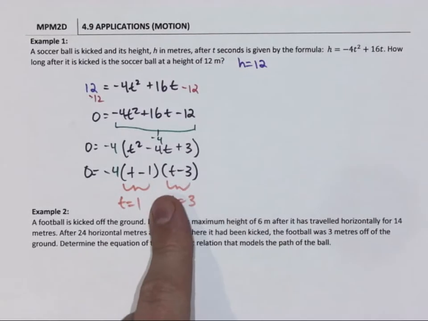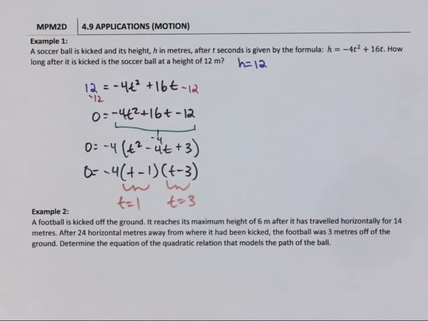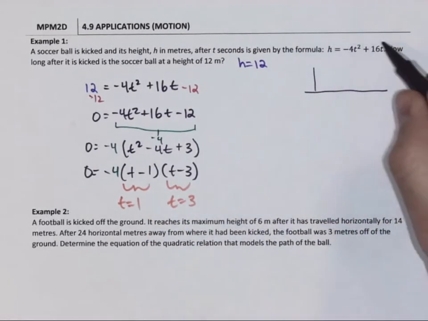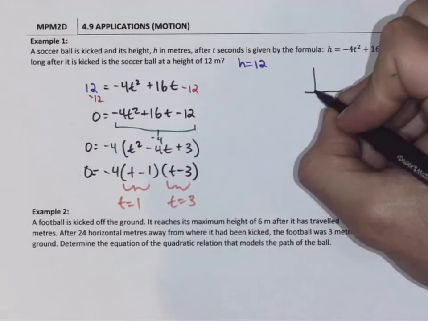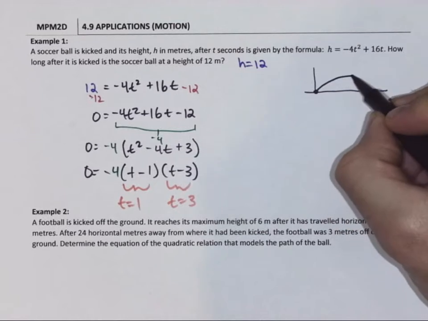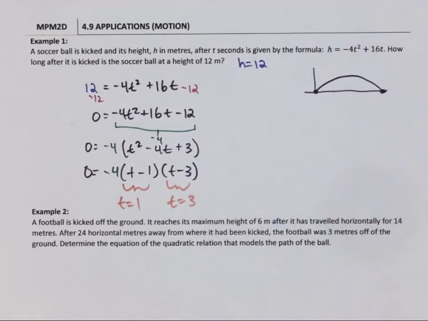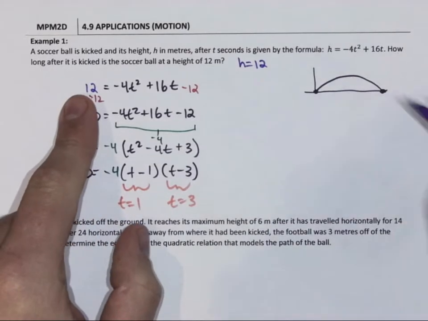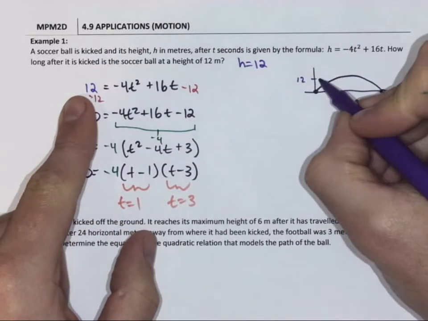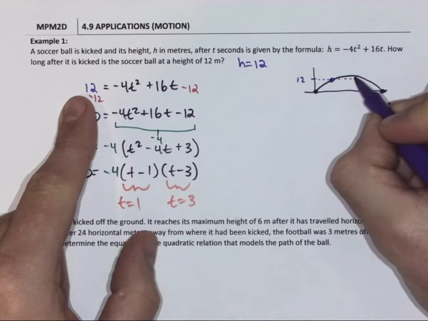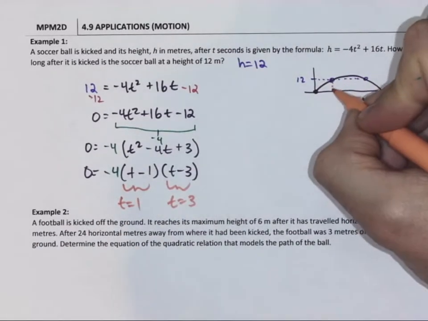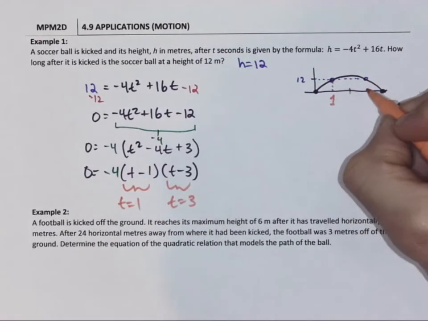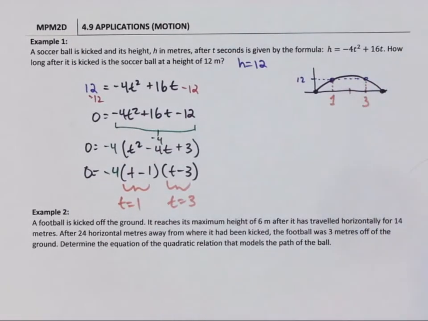So what this graph would actually look like if we were to factor it there is it's kicked from the ground, goes up, and it comes down. And so what we've done by subbing in 12, when is the height 12? There and there. And so by factoring, we found those 2 points which correspond to 1 second and 3 seconds.